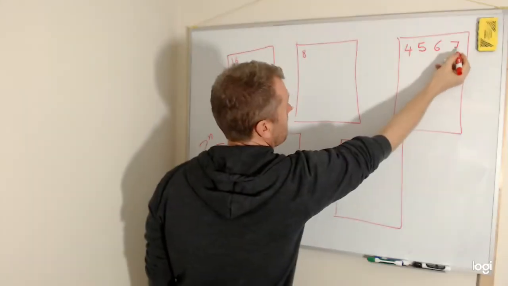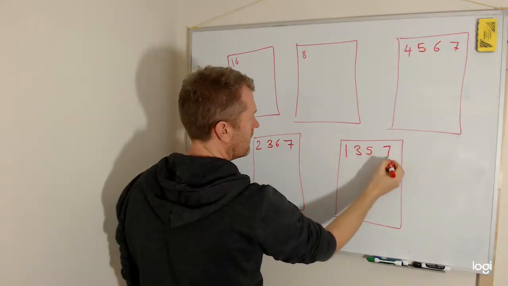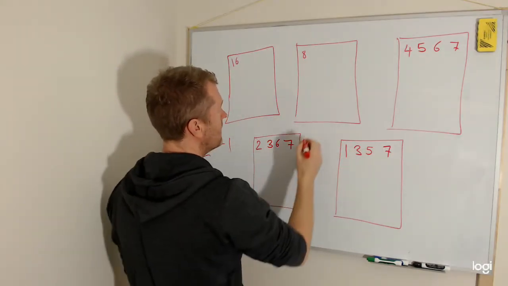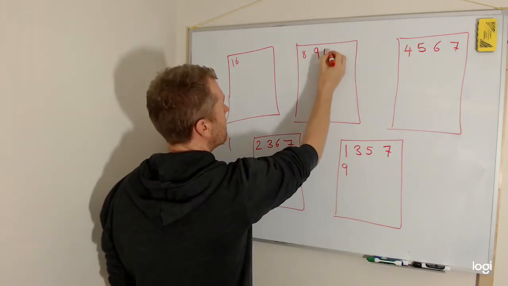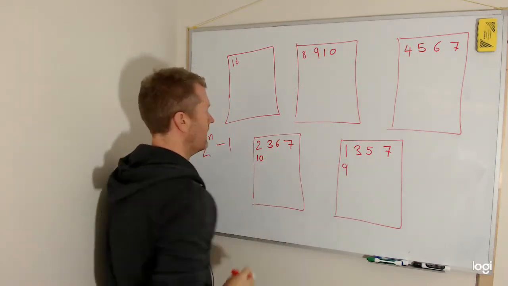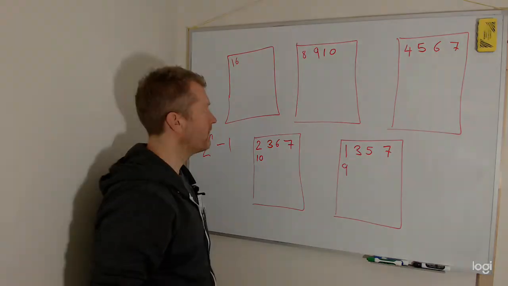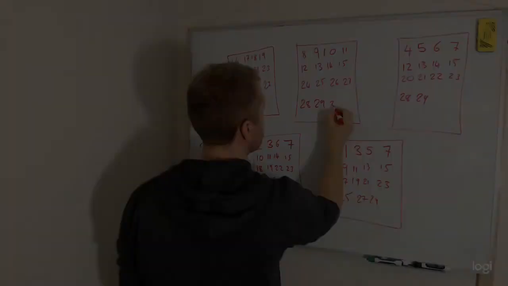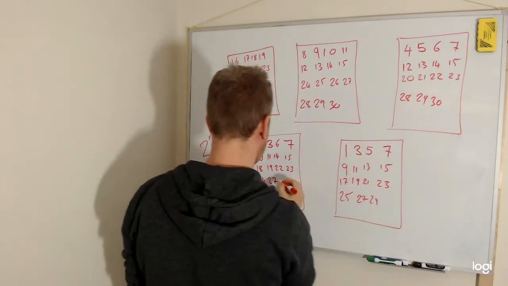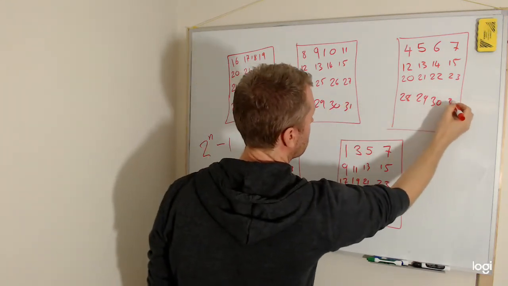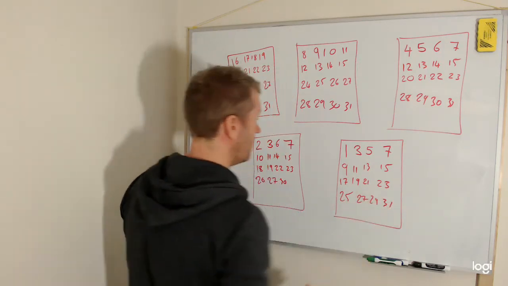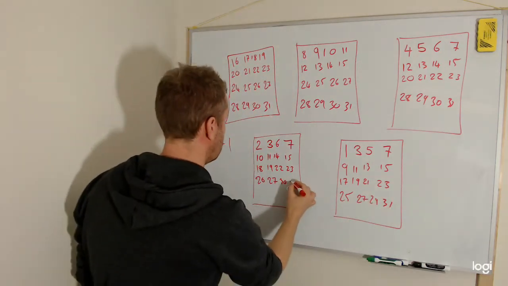7, 8 is there, 9 is there, 10, and so on, up to 30 and 31.